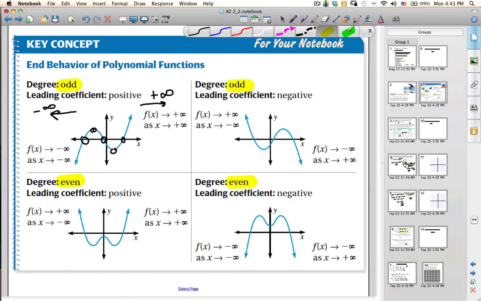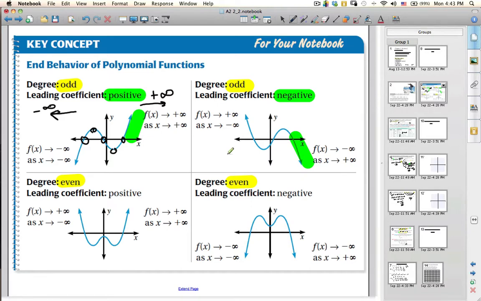So, you will notice that when I have an odd degree, the ends do opposite things. My left end goes down, my right end goes up. My left end goes up, my right end goes down. The ends are opposites when the degree is odd. And if the leading coefficient is positive, then the right end goes up. If the leading coefficient is negative, the right end goes down. Since the right end goes down and it's odd, I know that the left end goes up.